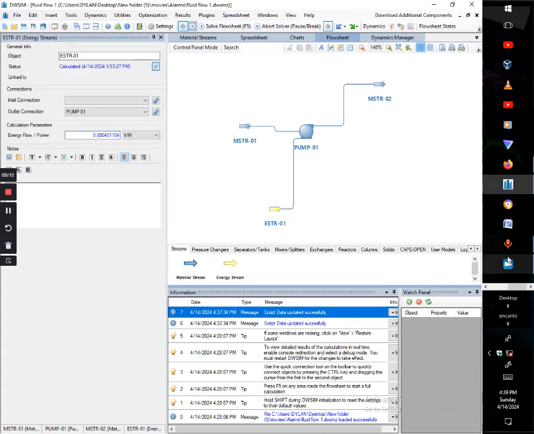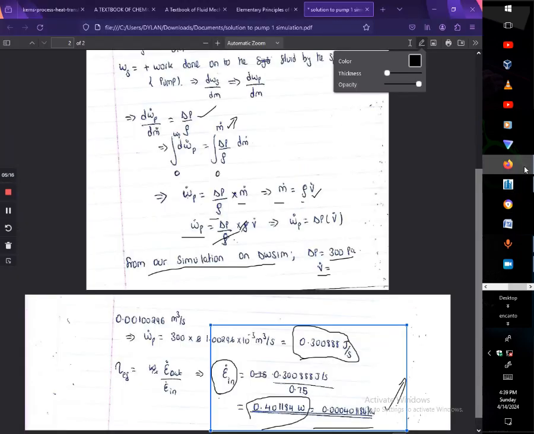So that's an important characteristic of simulation programs, because you can perform energy balances and mass balances of complex systems faster.